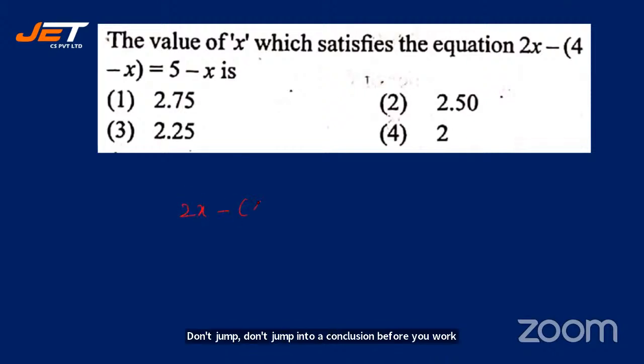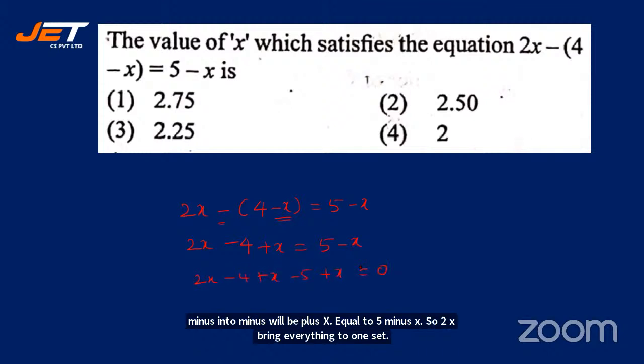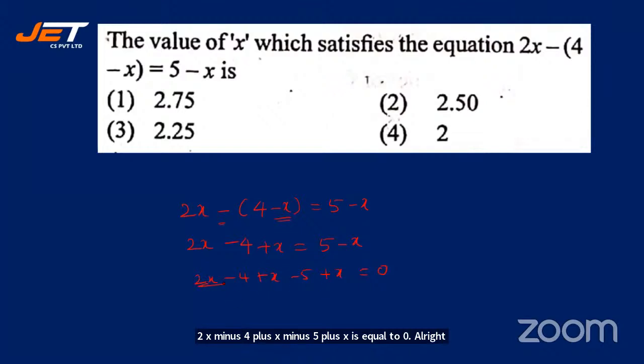See, 2x minus of 4 minus x is equal to 5 minus x. Usually students make mistakes in this minus. This minus belongs to minus 4 and this minus also belongs to x. So minus into minus will be plus x, is equal to 5 minus x. So bring everything to one side: 2x minus 4 plus x minus 5 plus x is equal to 0. So 2x plus x is 3x, plus 1x is 4x, minus 4 minus 5 is minus 9. We have taken everything. So 4x, when this minus 9 goes to the other side, it becomes plus 9. Therefore, x is 9 by 4.